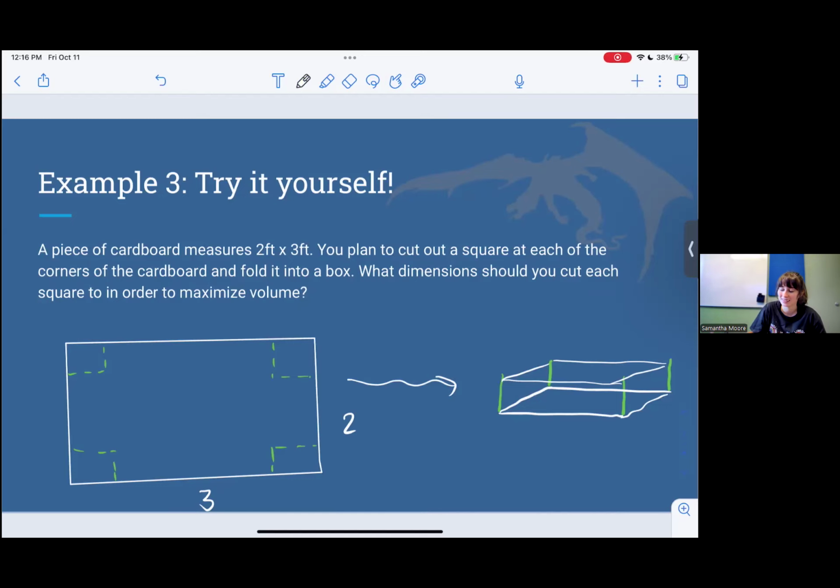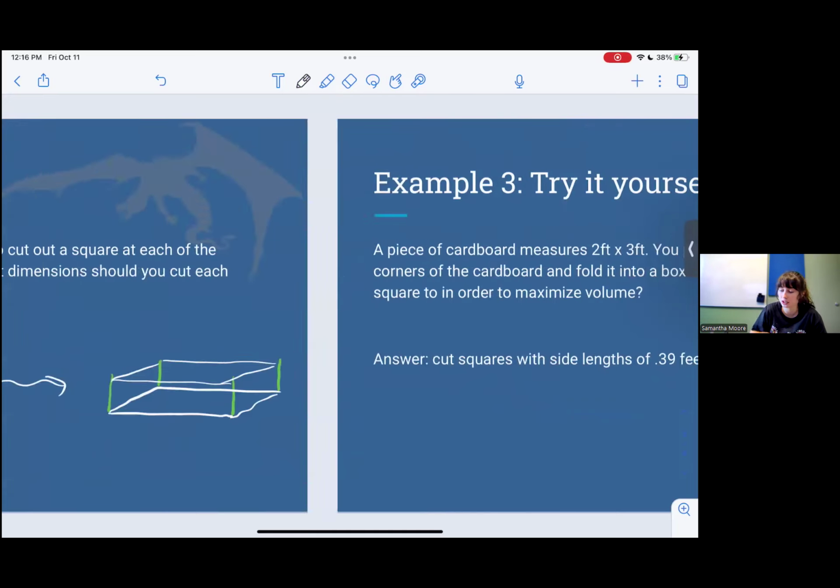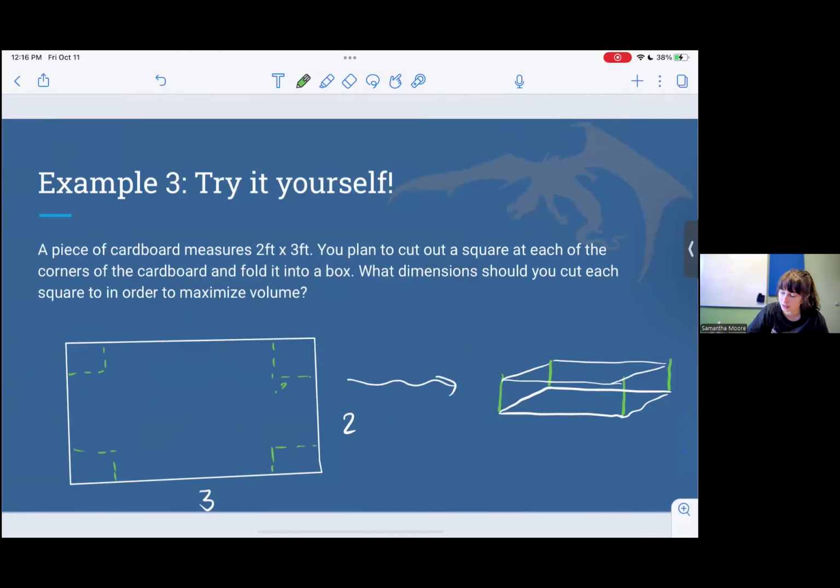All right, so either way, if you did the first or second derivative test, you should figure out that you want to cut squares with side lengths of 0.39 feet each. So each of these side lengths should be 0.39 feet on your cuts, and that's going to maximize your volume.